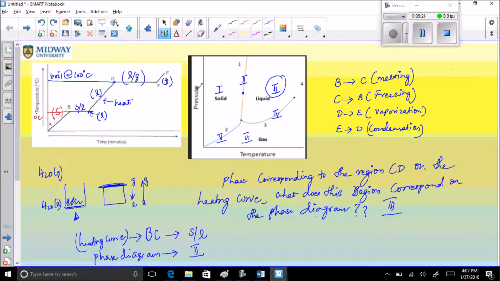All right. Similarly, say I ask you the heating curve region DE, which contains both liquid and gas, right? What does that correspond to on the phase diagram? Which Roman numeral better represents this liquid/gas combination? Well, liquid is here, gas is here. This is the line that separates liquid and gas, not this. This is solid and gas. This is liquid and gas. So we have both liquid and gas, so the Roman numeral is 4.